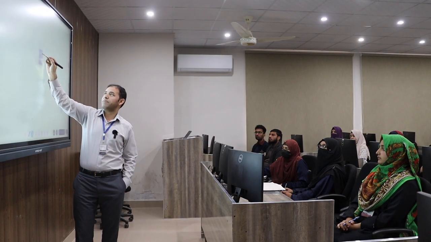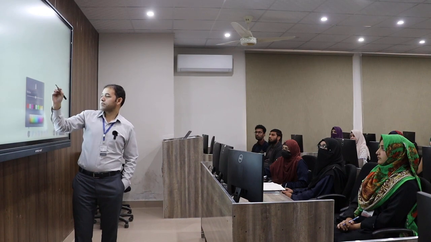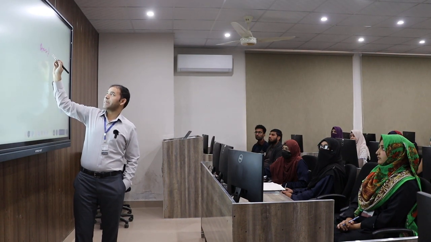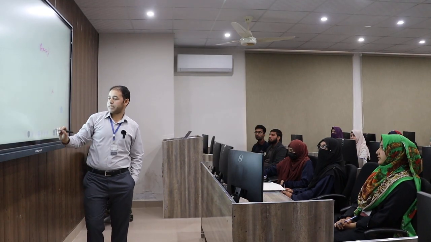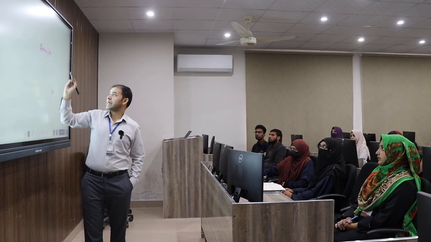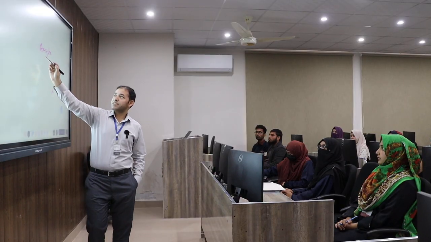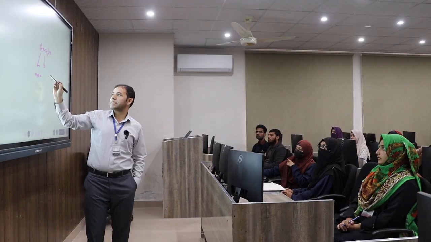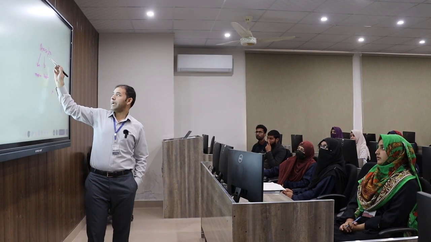Mathematically, the eigenvalue and eigenvector problem is Ax equals lambda x, where A is an n cross n matrix, x is a vector, lambda is an eigenvalue, and x is an eigenvector.